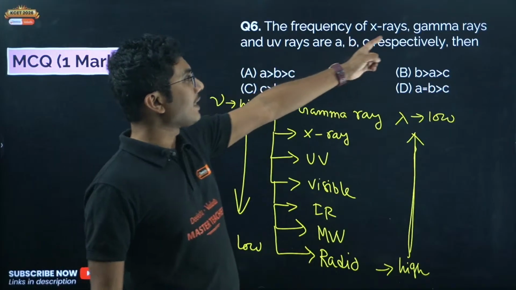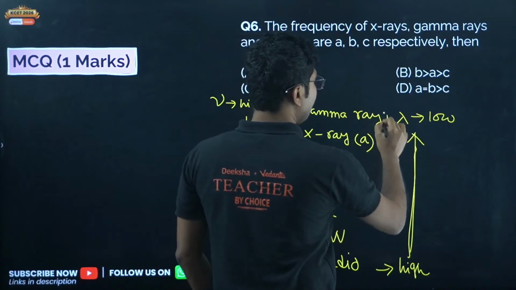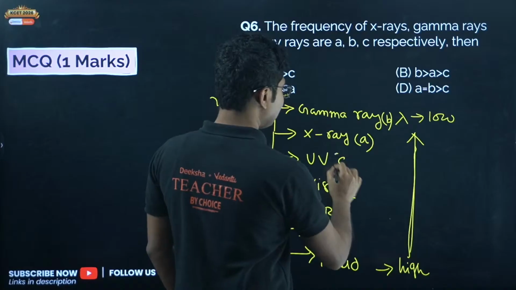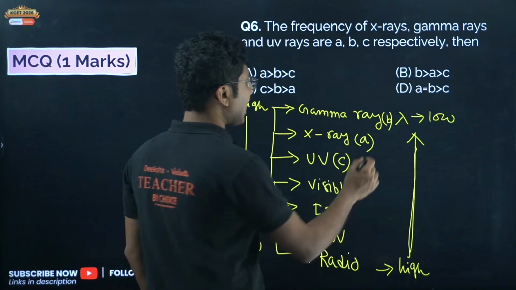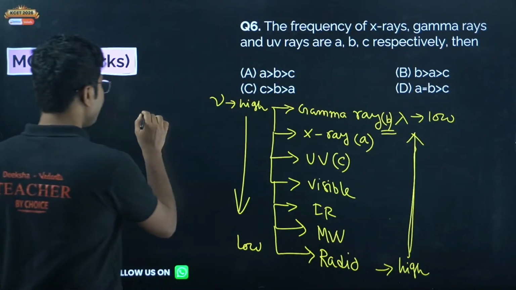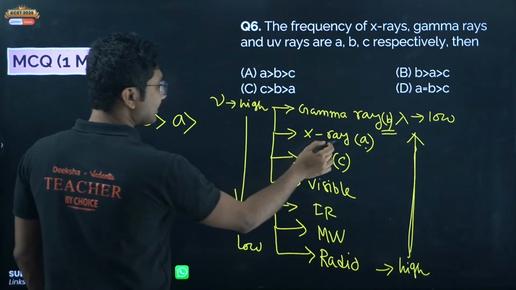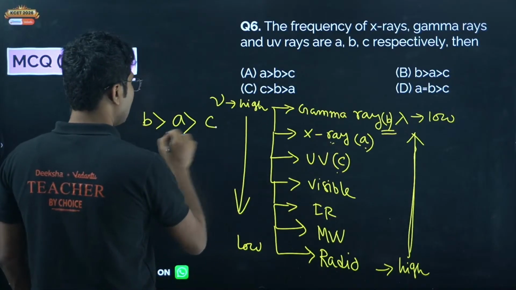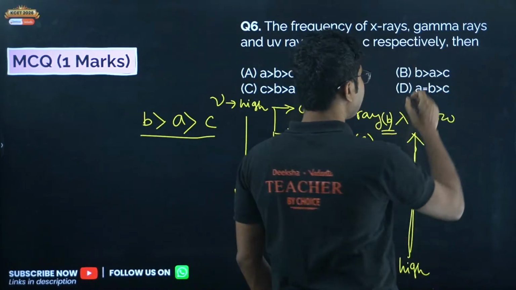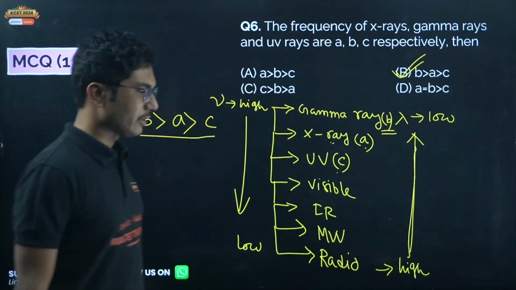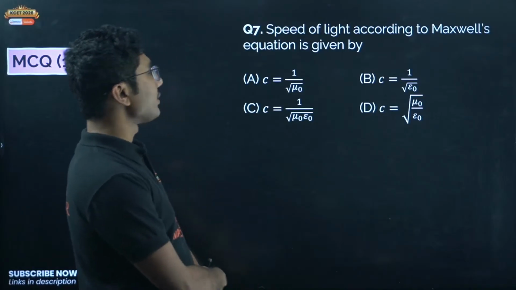Now here it is mentioned that X-ray is given by A, gamma ray is given by B, and UV rays is given by C. So which one has the highest frequency? Highest frequency is gamma rays, so B should be greater than A, and next in the line is X-ray, so A should be greater than C. So B greater than A greater than C. So the correct answer is option B. Correct, Rukmini.